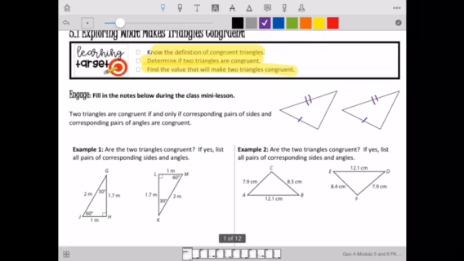So I'm adding these congruency marks to show which sides of the triangles are congruent. Also, corresponding angles need to be congruent. So I can add congruency marks for the angles as well.